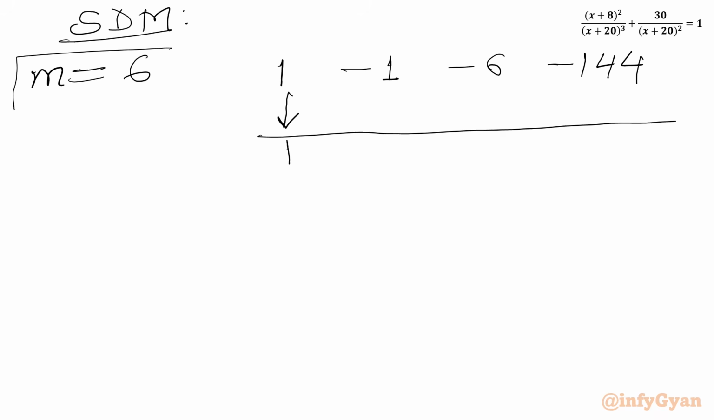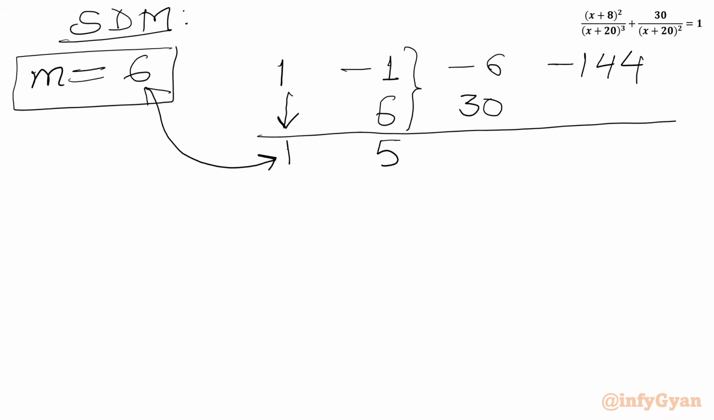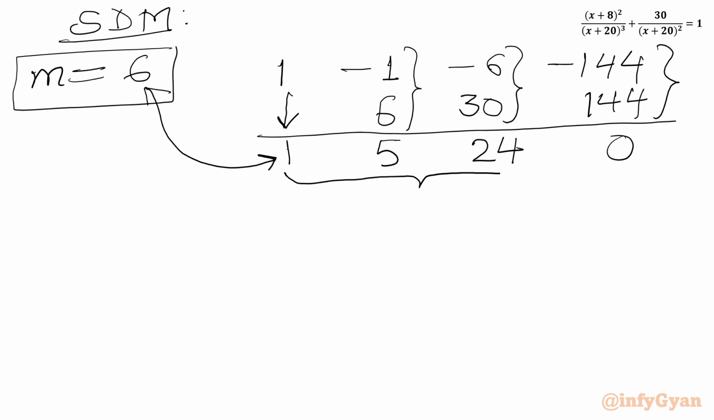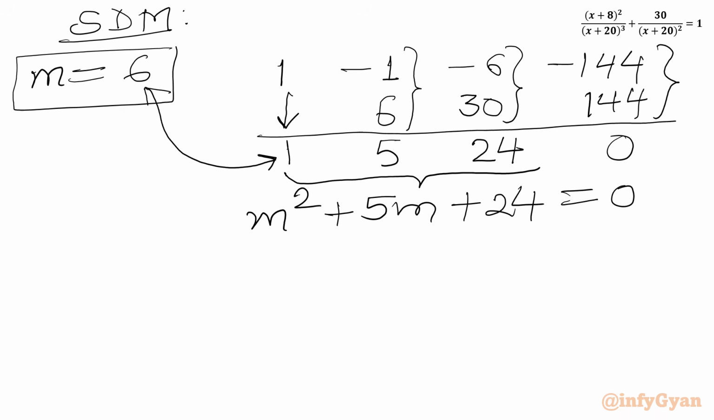Now we multiply our base solution 6 with the leading coefficient 1 and write this product here. 6 times 1 is 6. Addition of these two gives us 5. 6 times 5 is 30. Addition of these two gives us 24. 6 times 24 is 144. If we add these two, we get 0. So here we have the coefficients for the quadratic equation. I will write the equation m square plus 5m plus 24 equal to 0.